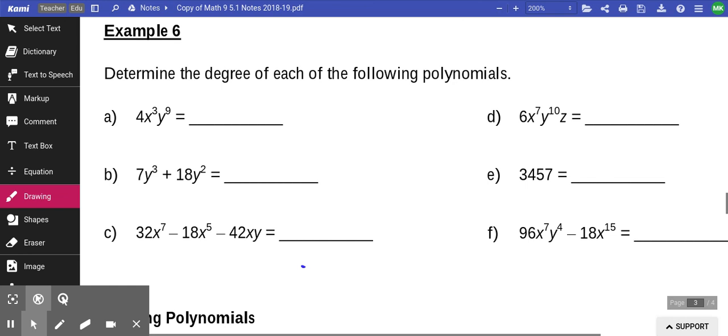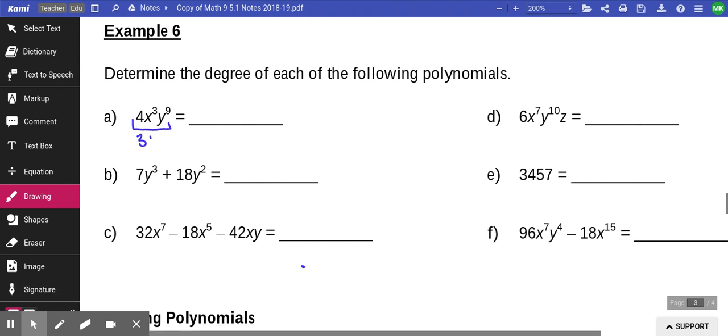So for A, the degree would be adding those exponents. So it'd be 3 plus 9. That means it's degree 12.